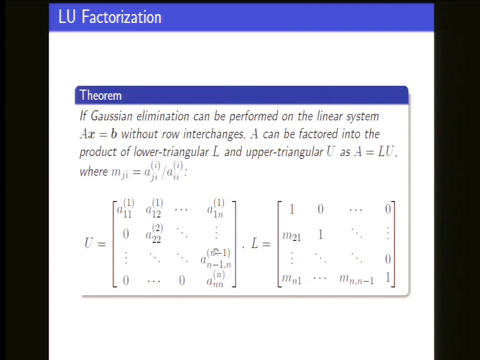So U is not really strange. It's really what you're done with after Gaussian elimination. L is also very easy when you know it. You just put all these multipliers at the right spot. And you're done. That's the A equals LU factorization. We're not doing row interchanges. We'll do that next. But this is the most fundamental step.